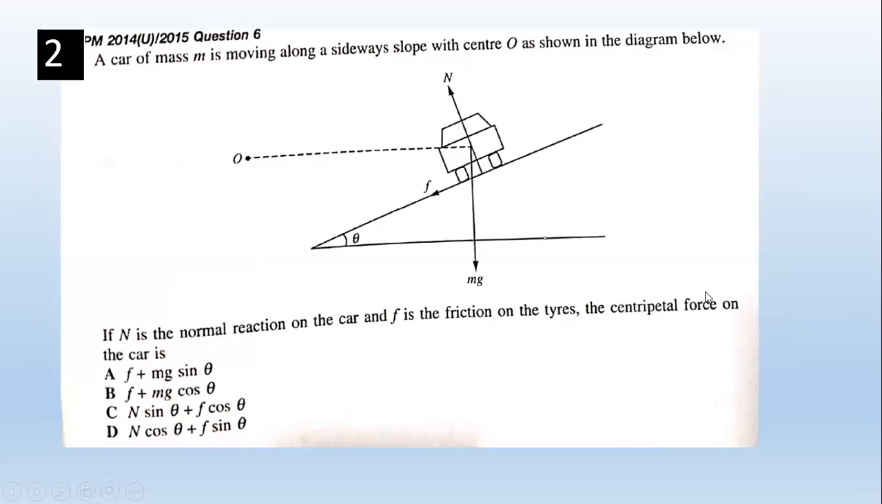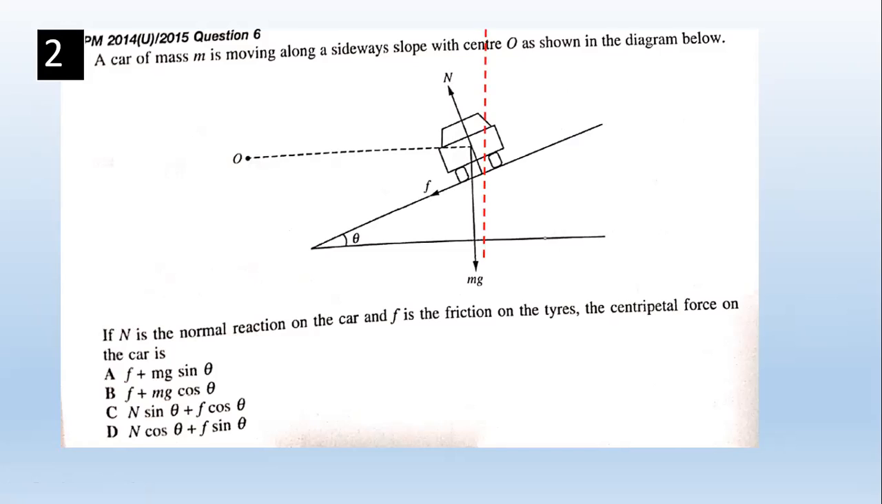Okay, how about the answer for this one? A car of mass m is moving along a side slope, center O, horizontal circle, as shown in the diagram below. If N is the normal reaction on the car, F is the frictional force on the tire, the centripetal force the car is experiencing is... Okay, let's see.